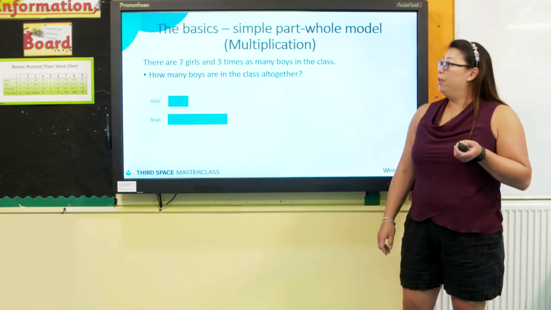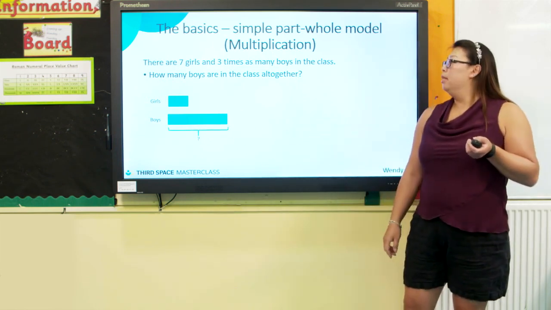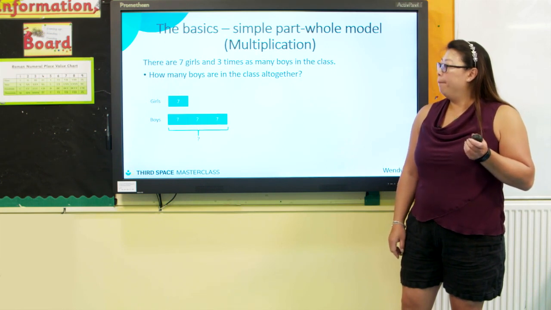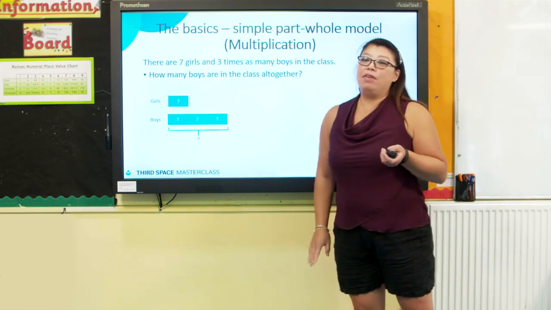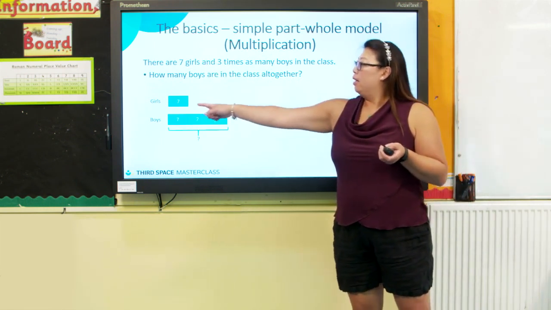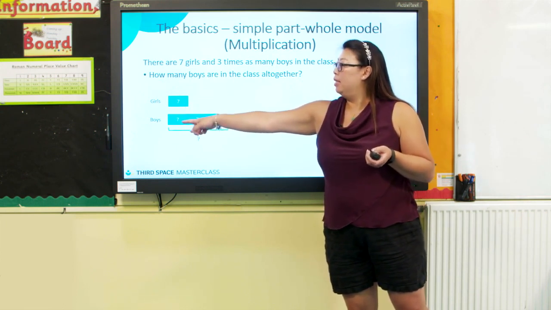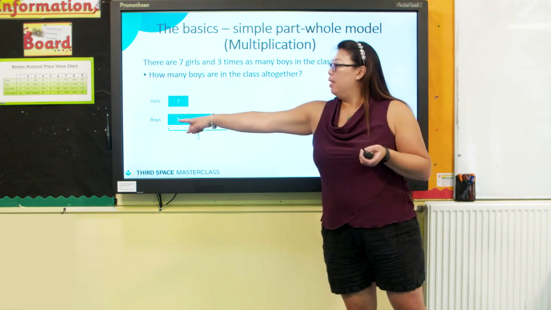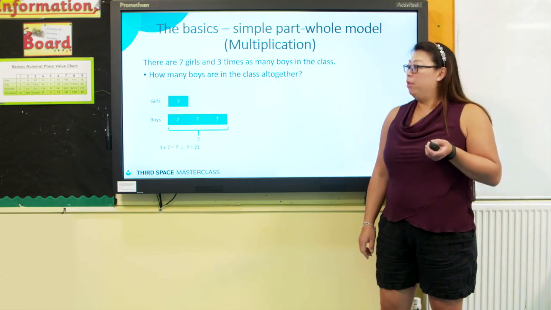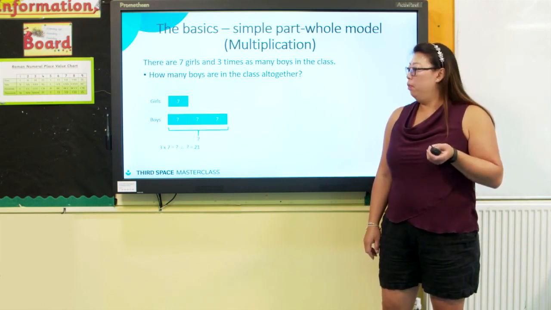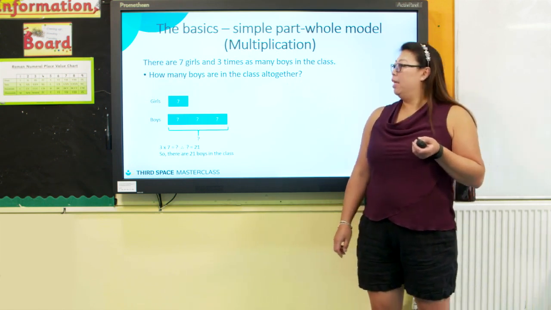So where are how many boys altogether in the class? Well, that's this bracket here, this bar here. So we do know that there are 7 girls in the class. That means each bar is 7 pupils. So in the same instance, because they're equal parts, that means there are 7, 7, 7, 3 lots of 7 boys here. So therefore the equation, 3 times 7, 21. Full answer, there are 21 boys in the class altogether.